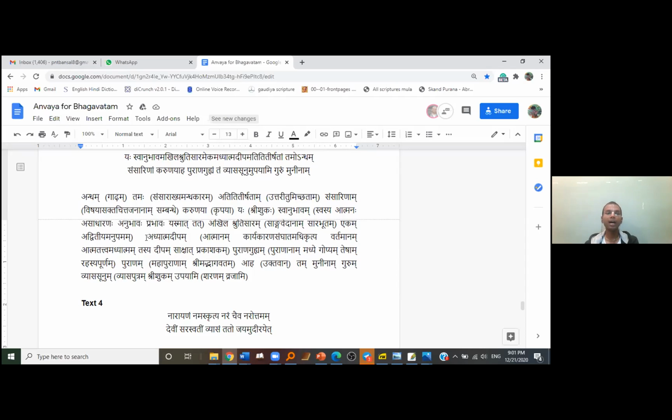And it is Adhyatma Deepam, which means Atmanam Karya Karana Sanghatam Adhikritya Vartamanam Atma Tattvam Adhyatmam Tasya Deepam Sakshat Prakashakam.